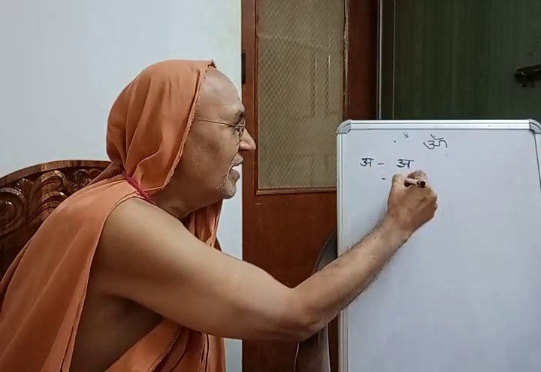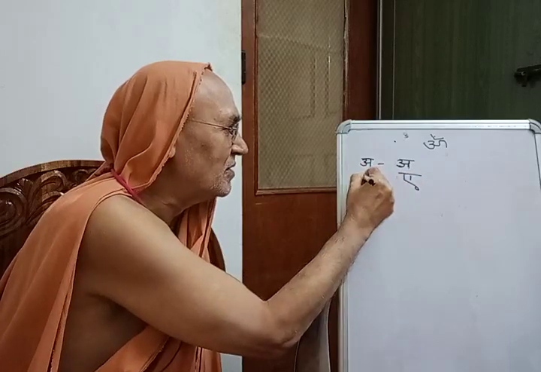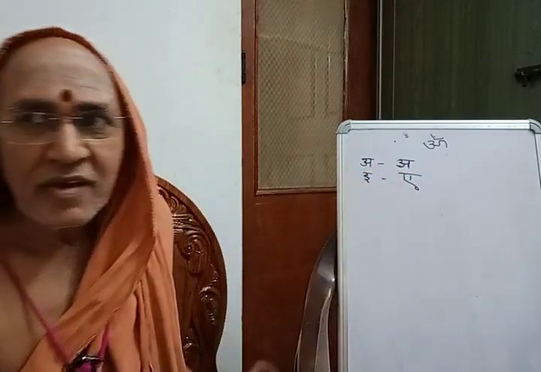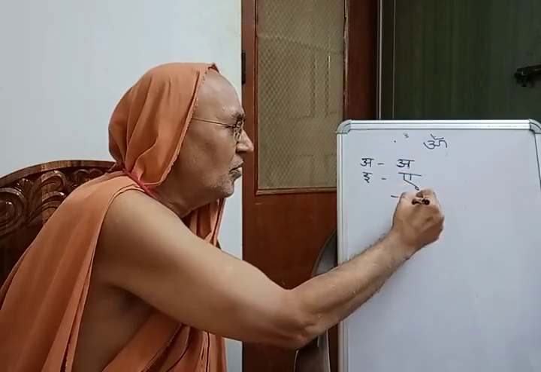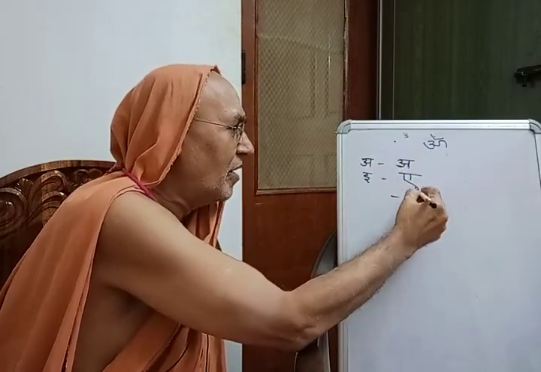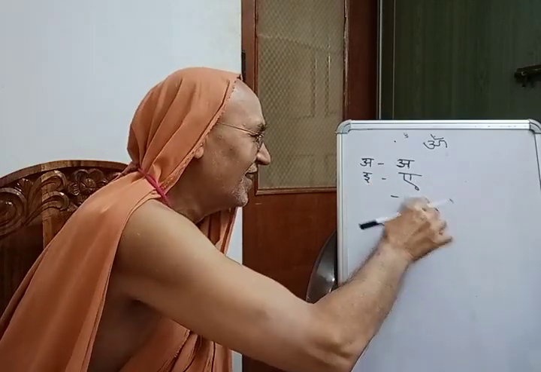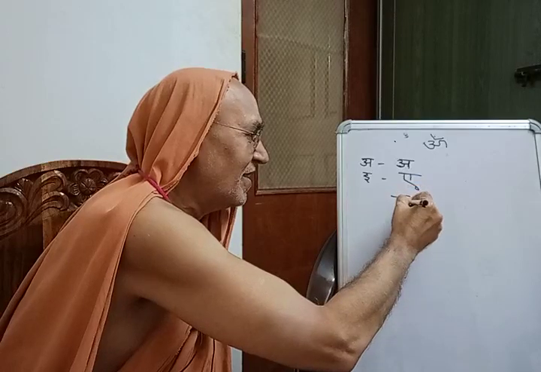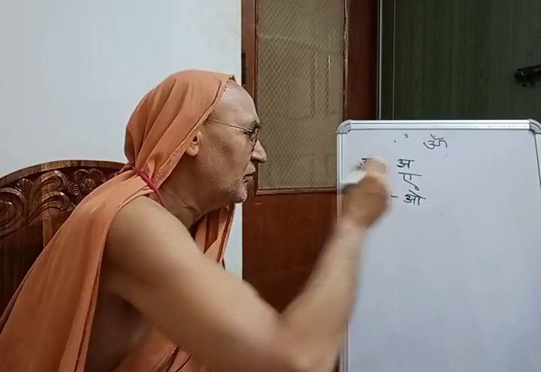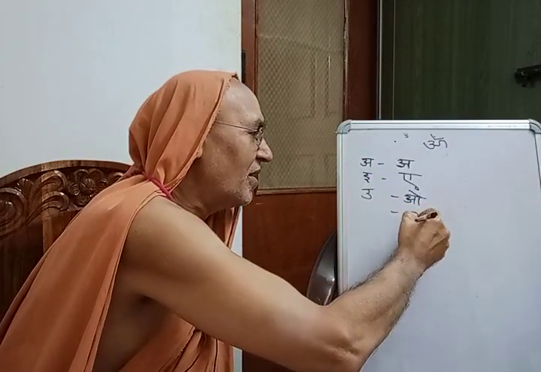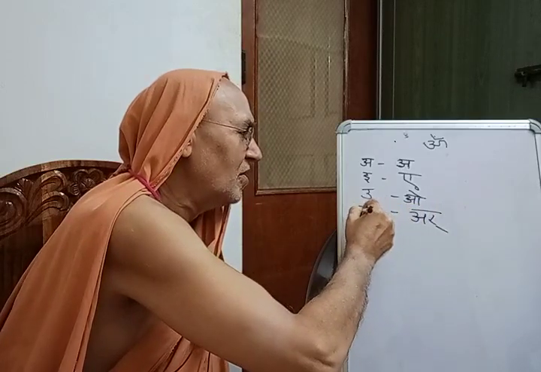Then another is E, one more guna. This guna comes in place of E. Whenever guna comes, it comes in place of E. Then O is another guna. It comes in place of U. Then Ar is guna, in place of R.